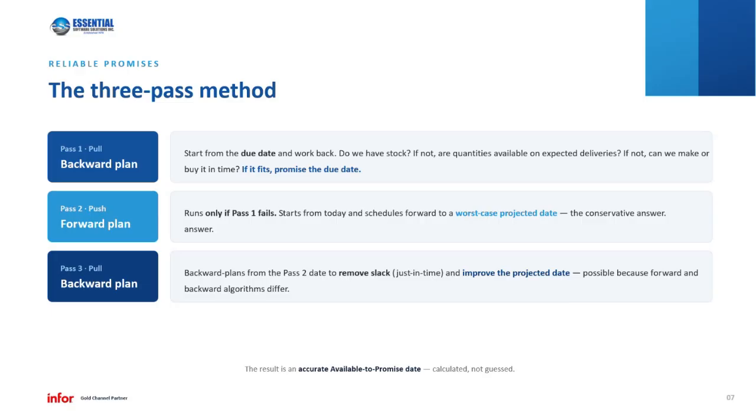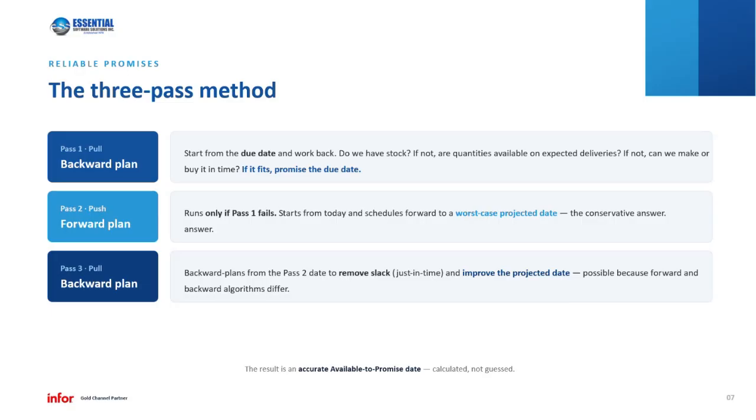Now, you never actually see that projected date with a forward pass, because anytime the second pass triggers, the third pass will trigger immediately after. The third pass is another backwards plan, a pull plan from the worst case scenario projected date that was calculated in the second pass. It will count backwards and determine whether any slack or reprioritization of material soft allocation can occur, and improve that date if possible.